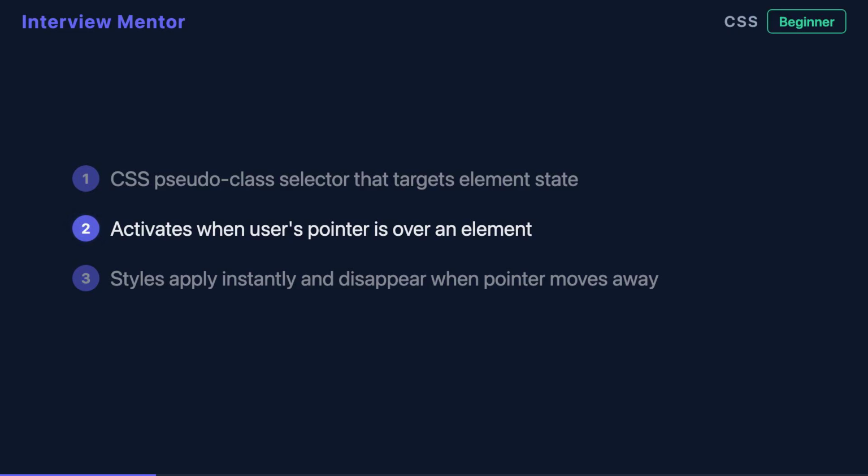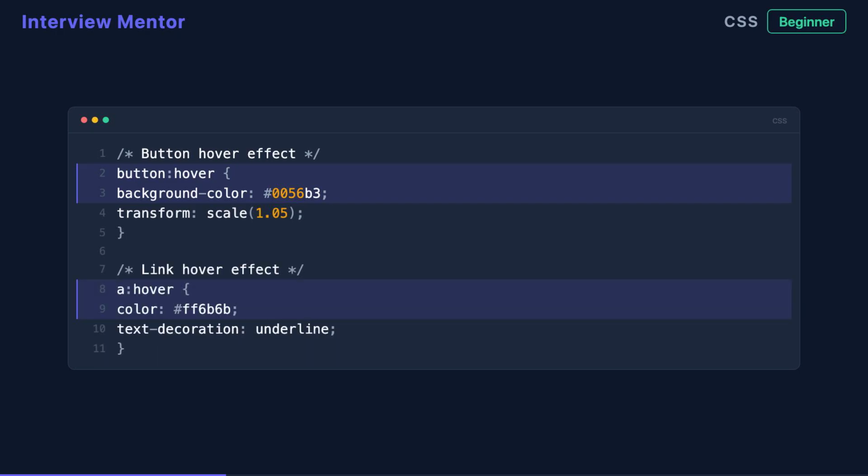When you move your mouse over an element with hover styles defined, those styles activate instantly, and they disappear when you move away. Here's a simple example. For a button, you can change its background color on hover to give users visual feedback. For links, you might add an underline or change the text color. The syntax is straightforward. You write the selector, add :hover, and then define the styles you want to apply. This creates that satisfying interactive feel users expect from modern websites.